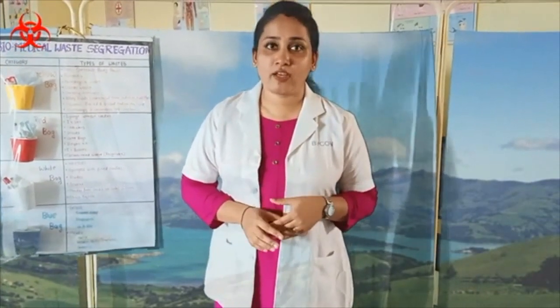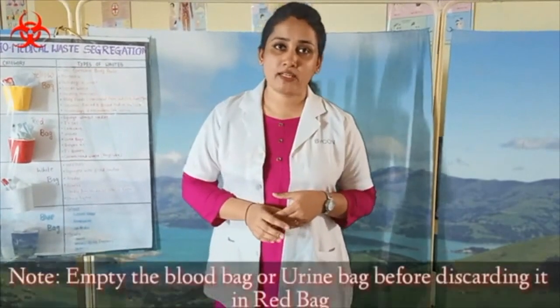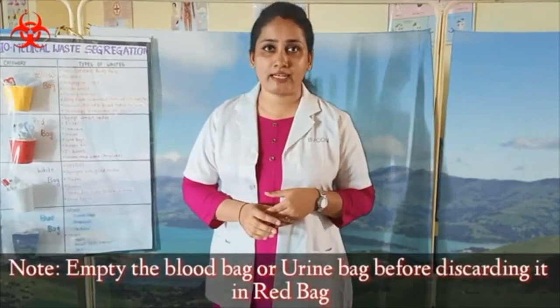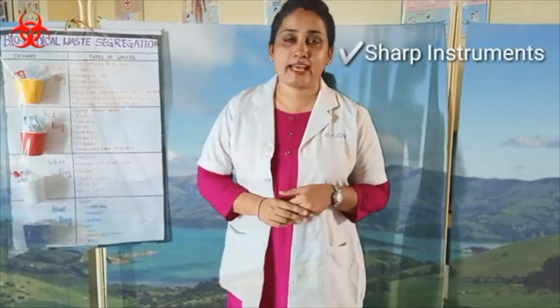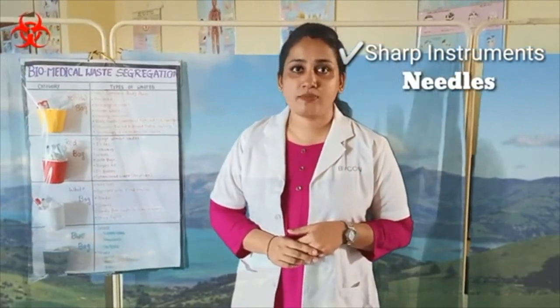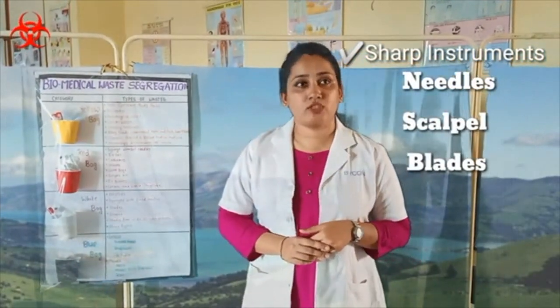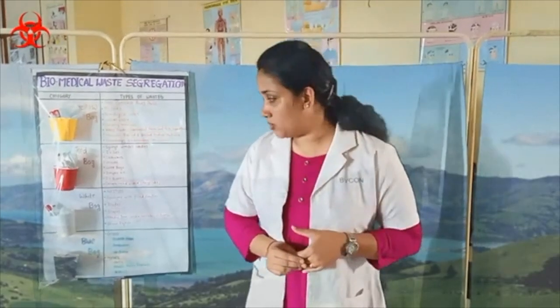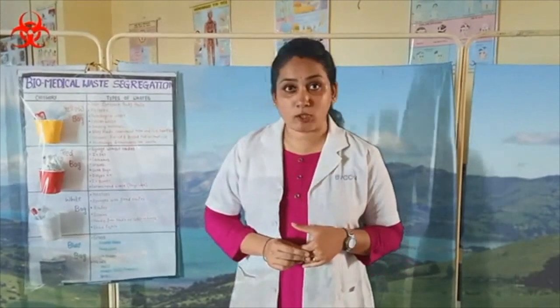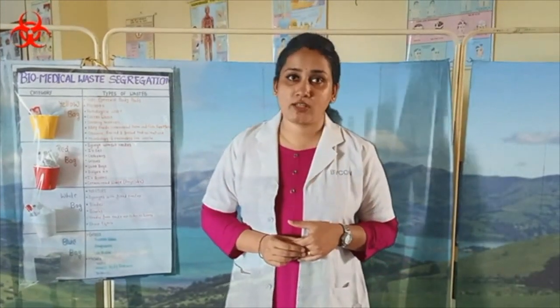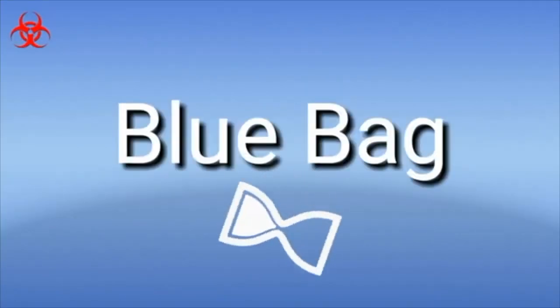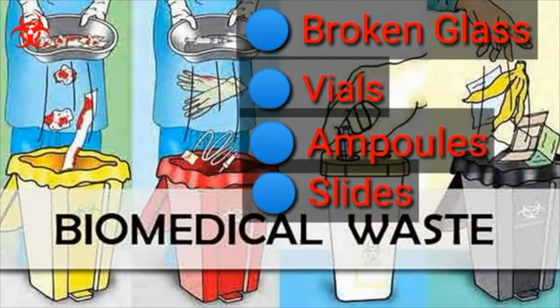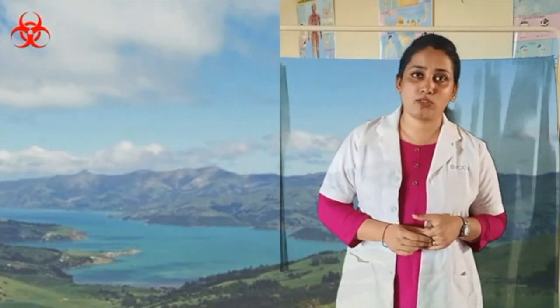Mainly whenever we are putting a urine bag or blood bag, it is better to empty it and put it into the red bag, so that it can be recycled directly. The next category is the white bag, where we put sharp instruments like needles, syringes attached with needles, and scalpels and blades used after surgery. Needles from needle tip cutter or burner, and any other sharp objects can go to the white bag. The last one is the blue bag, where broken glass pieces like vials and ampoules can go. Then nails, body implants, scissors, and lab slides can also go to the blue bag.